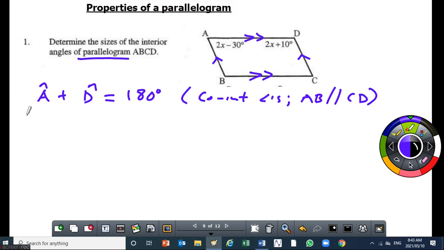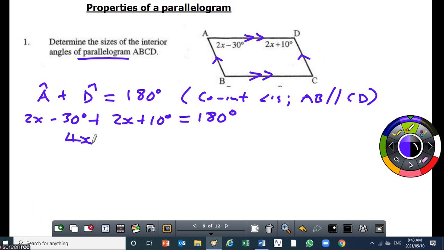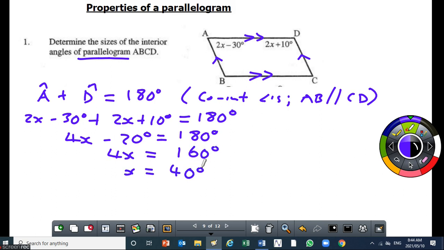Then angle A is equal to 2x minus 30 degrees. Angle D is 2x plus 10 degrees. So the objective is to solve for x. We'll get 4x minus 20 degrees is equal to 180, and you get 4x equal to 160 degrees. Therefore, x will be 40 degrees.